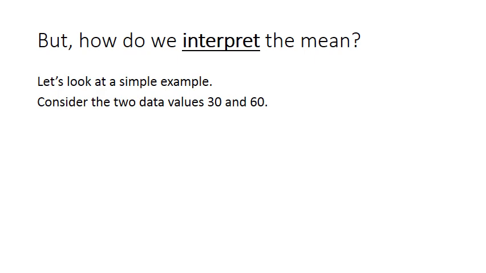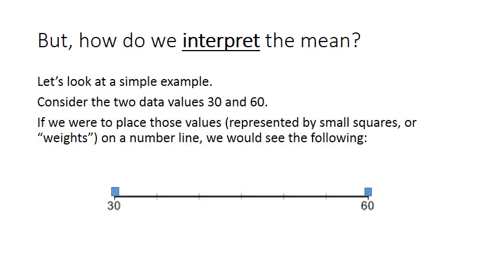I'm going to go ahead and consider that I have two data values, 30 and 60. Now I can go ahead and place those data values on a number line, and you can see that I've done so using small squares to represent those two data values. We'll call those small squares weights.